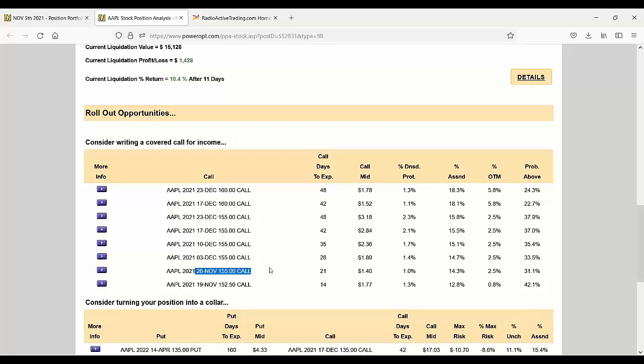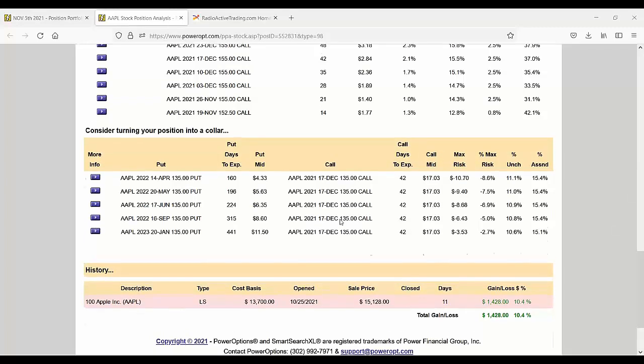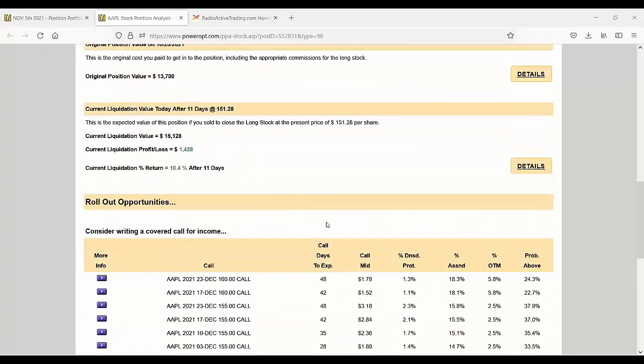Now, if I sold the 26th of November 155 call, half the time, 21 days out, it's only a 14.3% return. I'm only increasing my return by 3.9%. However, the annualized percentage return shorter term would be much higher. If I was able to do that every 21 days, get $1.40 every 21 days, we'd potentially have a higher annualized return than selling further out in time. Then there are some other concepts here of converting the position to a collar, and sometimes we may even see converting this position into a married put trade. But none of this is what Ben wanted.